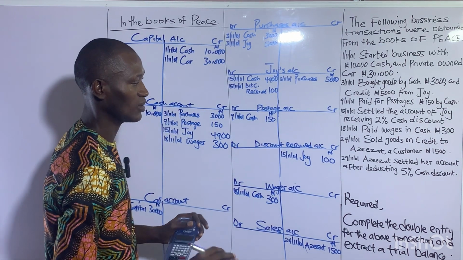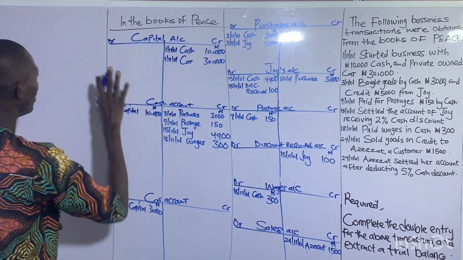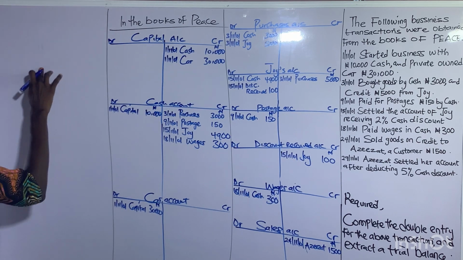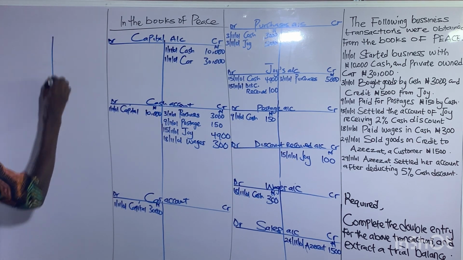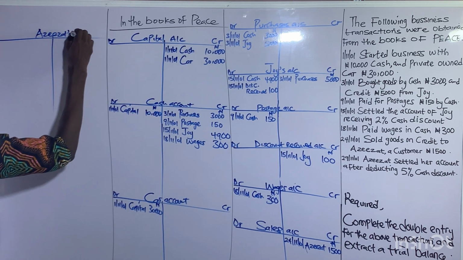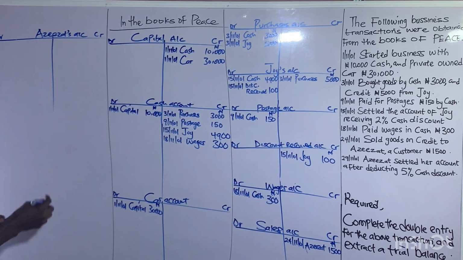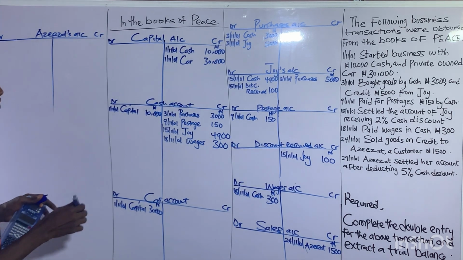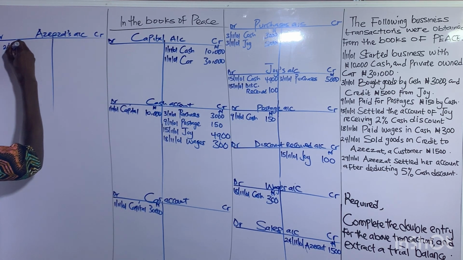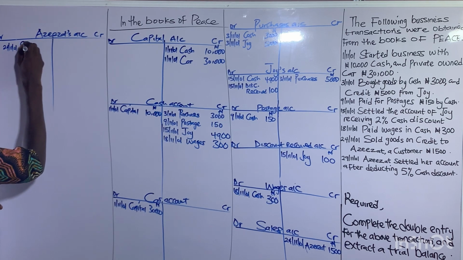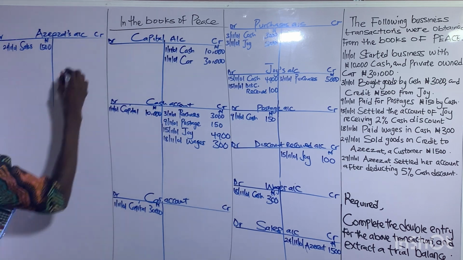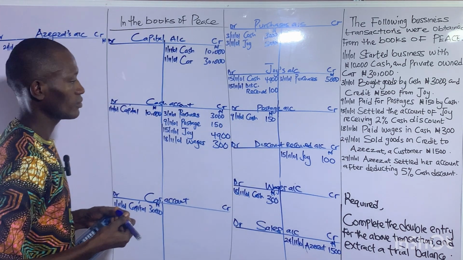Have we opened Azizat's account? No. So let's open Azizat's account here. Credit, debit. We are going to debit Azizat because Azizat is receiving. So we have the date to be 24/11/01. Then the particular is going to be sales and the amount is 1.5. So you put a cross sign on both sides. So that's with respect to that.